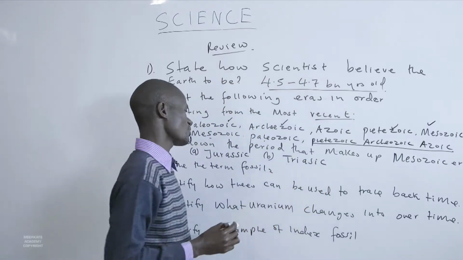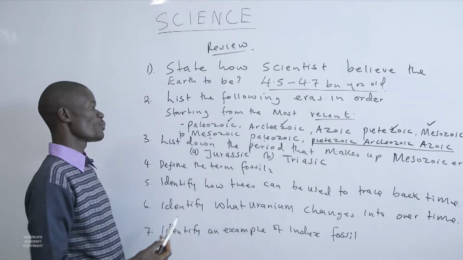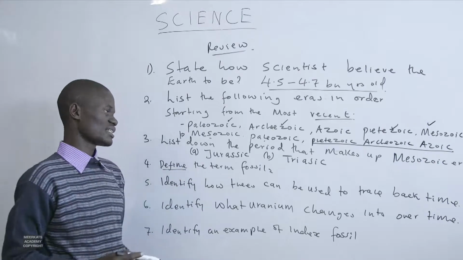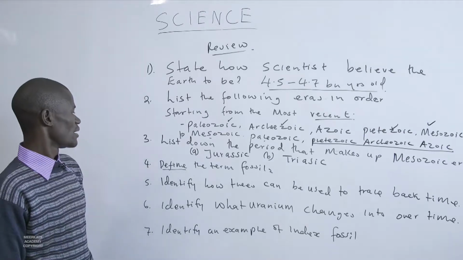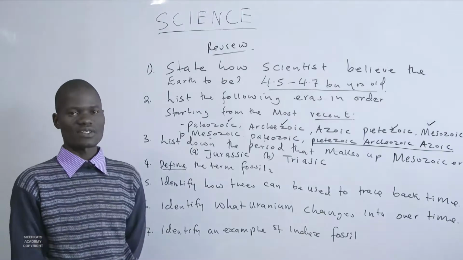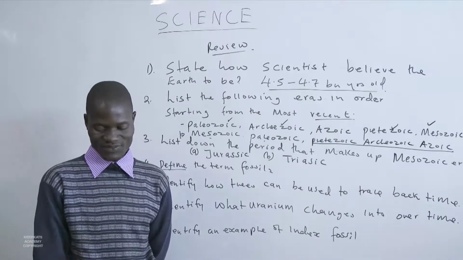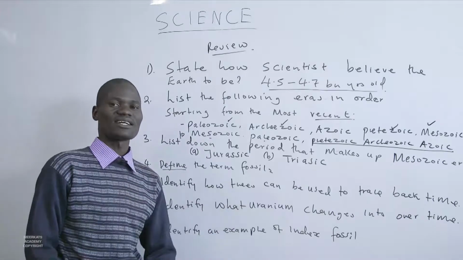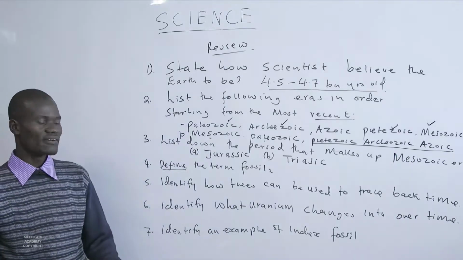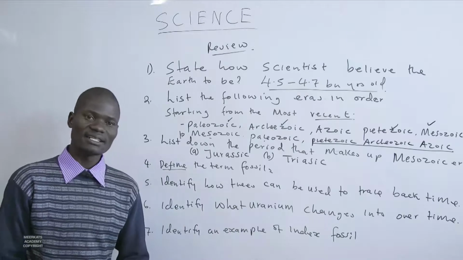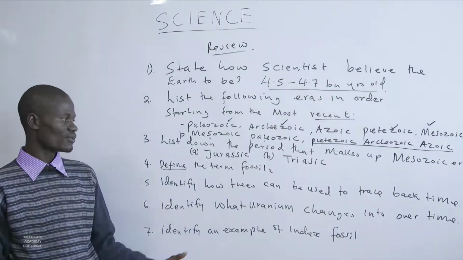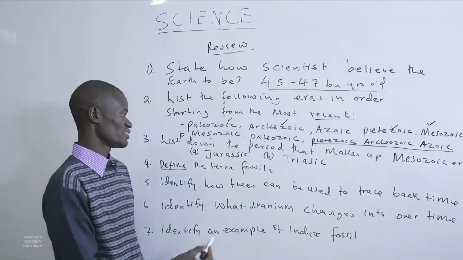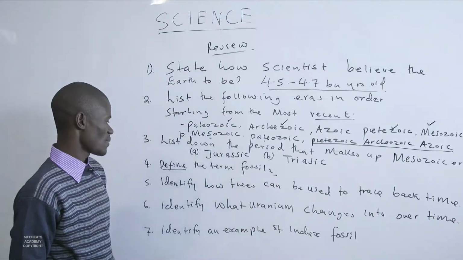The Triassic period. Therefore, there are 2 periods that make up the Mesozoic era. And then they are also asking question 4: Define the term fossils. What is a fossil? We learned that a fossil is a remain of a once living organism that died and was buried in the soil. That is the meaning of the term fossils.